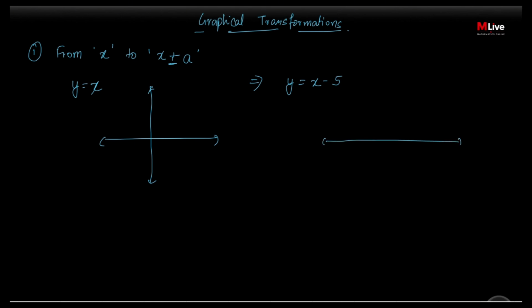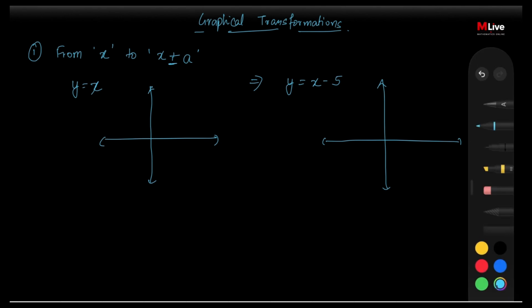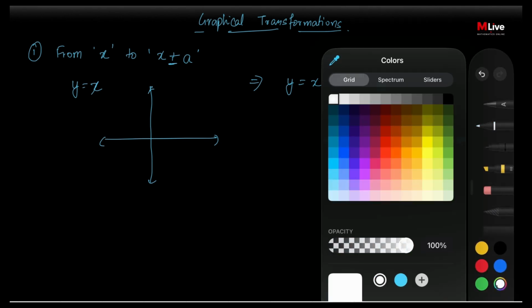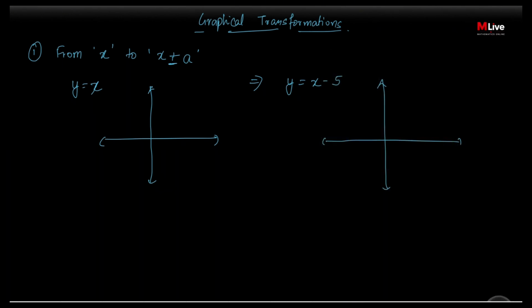So let's take an example. We know what the graph of y equal to x looks like. We will try to make the graph of y equal to x minus 5 from there. So how does it work? We've already learned what y equal to x looks like. It's a straight line at a 45-degree angle with the x and y axis and passing through the origin.